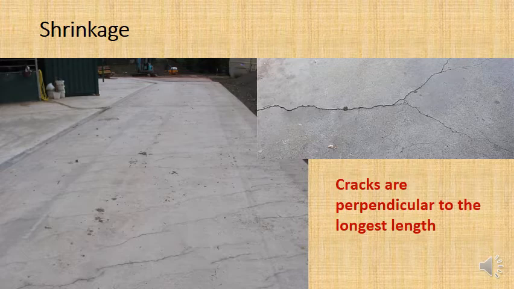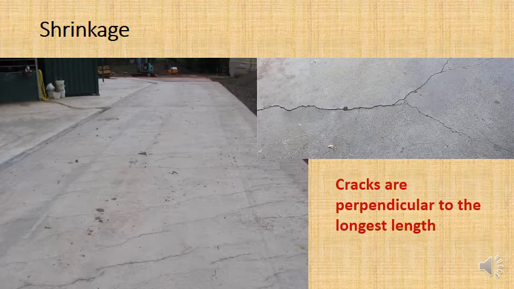But if it's only, let's say, 100 millimeters in thickness, well, the shrinkage in the thickness of the concrete, well, that's only going to be 0.2 of a millimeter. So that's tiny. That's not going to crack.